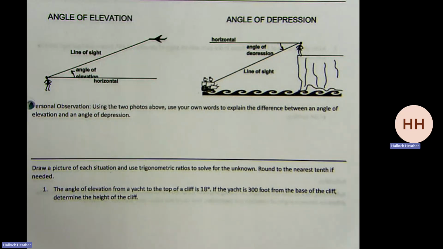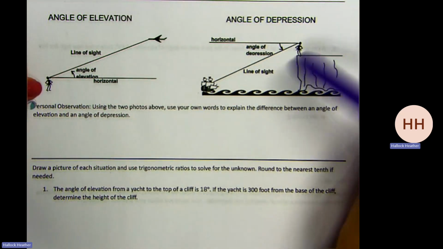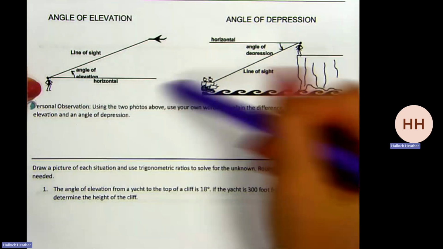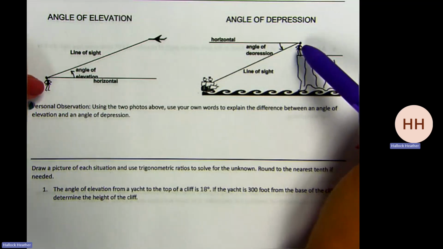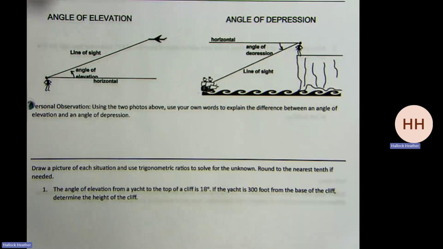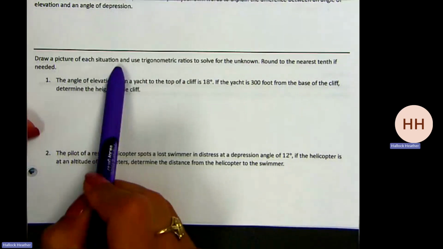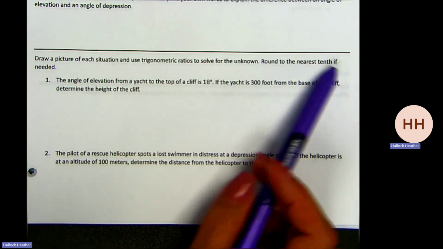Okay, so for our pictures, we're always going to have a person standing in them. We're going to go back to this later because we're going to edit it later. But we always have a little person. So that's your reference point. Wherever you're standing is basically going to be where your theta is. Okay. So for the bottom ones, it says draw a picture of each situation. Use a trigonometric ratio to solve for the unknown. Round to the nearest tenth if needed.